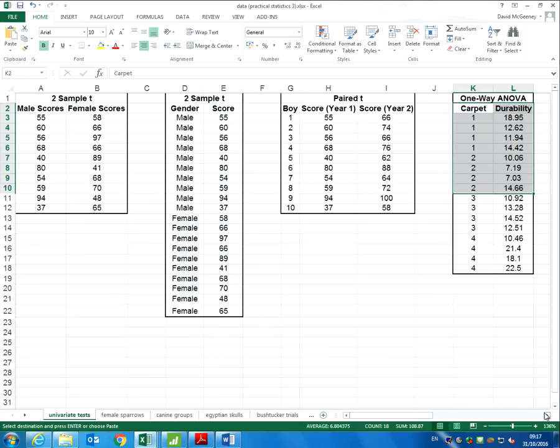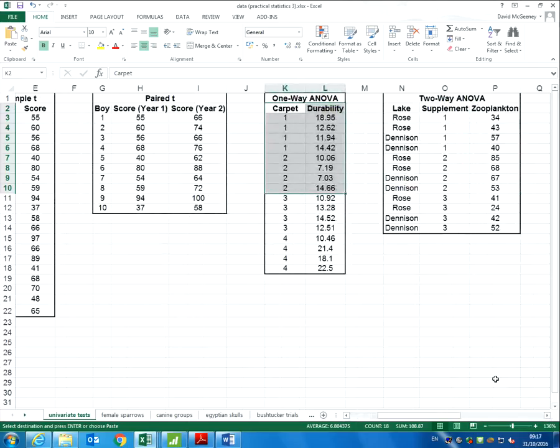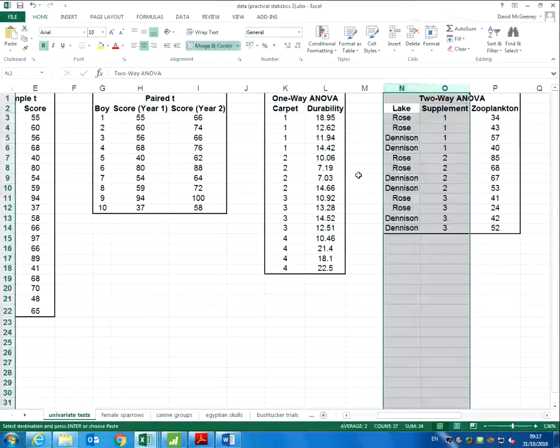And finally, what did we say this data represented? You've got a biologist studying levels of zooplankton. Okay, a biologist studying levels of zooplankton in different lakes when different supplements are added. So, how many factors does the biologist have? How many independent variables? 2. Okay, the factors would be lake and supplement.